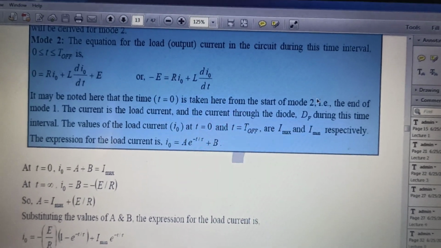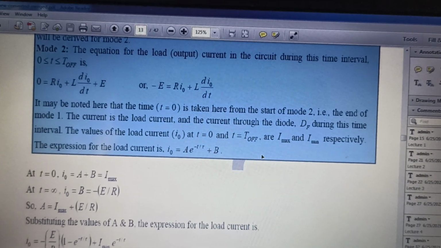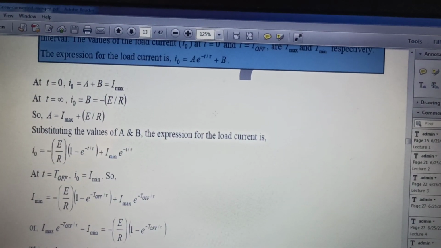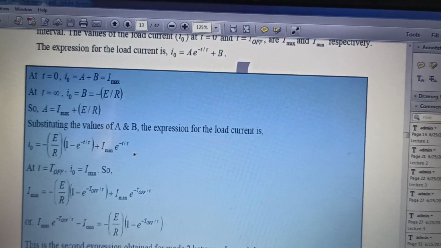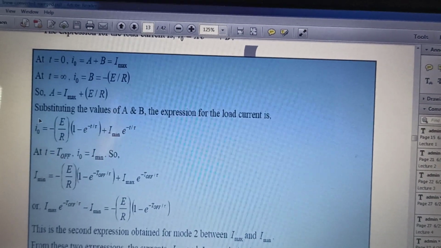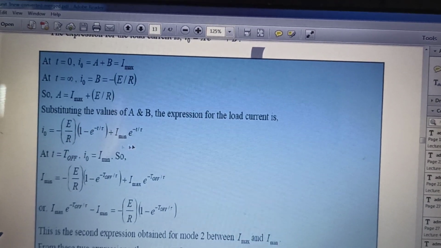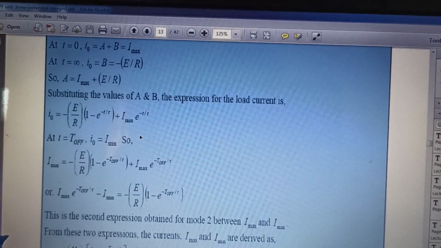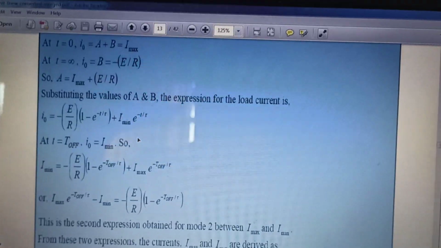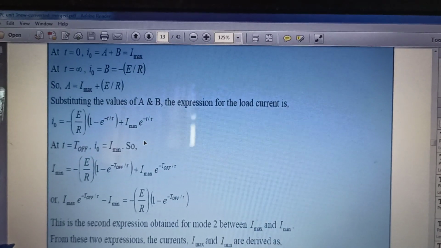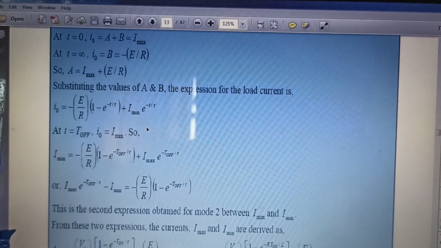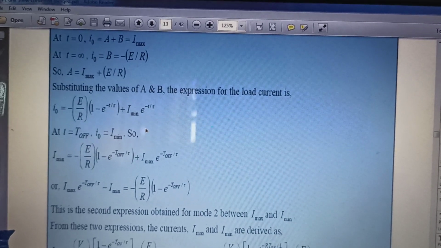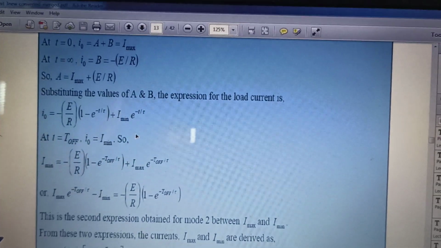Now I will move on to the next part. So basically this is the expression of load current. It is minus E by R, this part. Now if you put time t equals t off, then I naught should reach I minimum. So we are going to get this expression, that is I maximum e raised to power minus t off by tau minus I minimum should be this part.